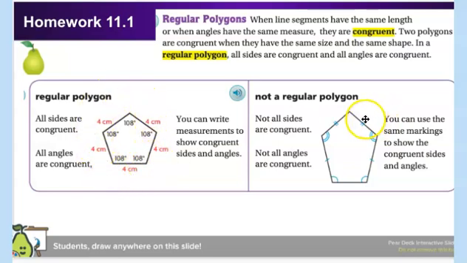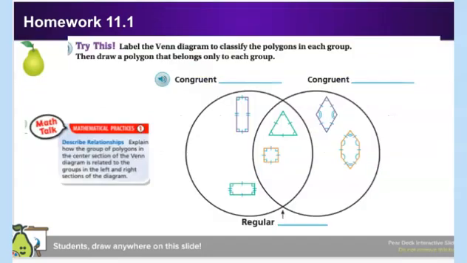But a not regular polygon is when you might have a couple sides that are the same length, a couple angles that are the same measurement, but all of them are not exactly the same. So these two here are the same, but they're not the same as these two at the bottom. And that's what those angles help you understand.